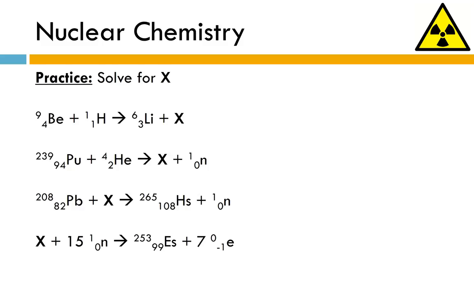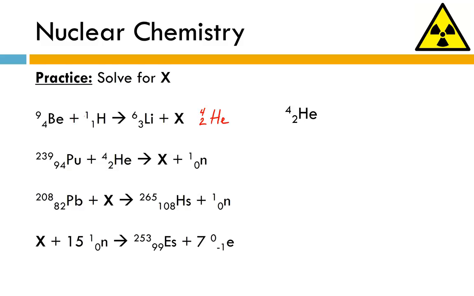Well, let's walk through that first one together just to make sure. Same process we talked about yesterday. 9 plus 1 gives me 10 amu on the reactant side. I only have 6 on the products. So X must have a mass of 4 amu. As far as the atomic number or just the charge is concerned, I've got 4 plus 1 or a total of plus 5 on the reactant side. I only have 3 on the products. So we must have 2 protons in the nucleus of X. So it's got 2 protons in its nucleus. It has to be helium. And sure enough, X is a helium nucleus in this case.